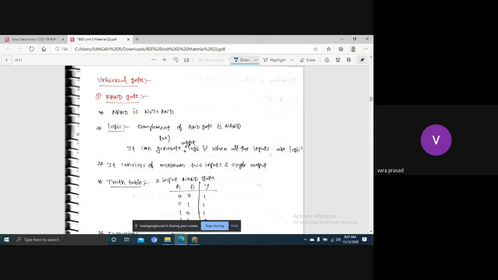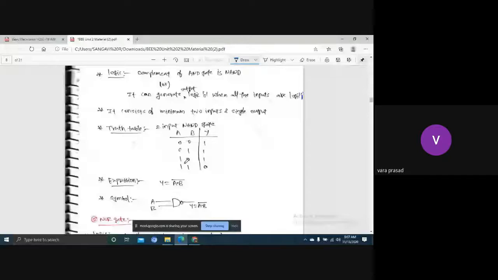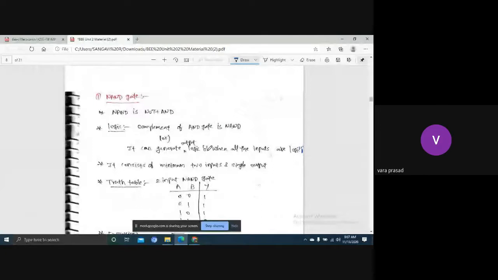It generates output logic 0 when all the inputs are logic 1. It consists of a minimum of 2 inputs and a single output. See here the truth table: for the AND gate, 1 1 gives 1, but for NAND, 1 1 gives 0. The remaining conditions are 1. You can compare with the AND gate; it's a complement.